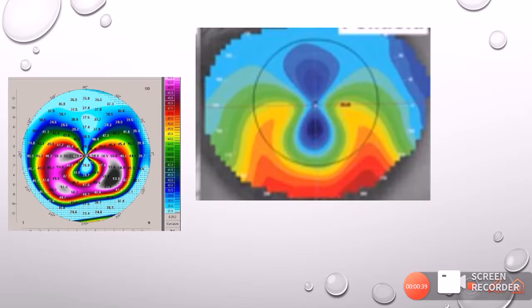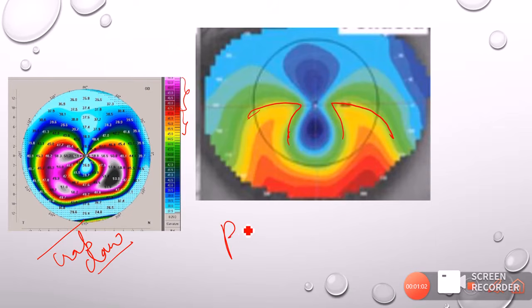Now just have a look over here. So this picture, you can see the color coding, you can see these purplish reddish areas are the steeper areas, and you can see here actually this is a classic crab claw appearance on the topography on the axial curvature map. Similarly here you can see this is the claw, and these claws are closing together. So both of these are seen in pellucid marginal degeneration, which is a type of corneal ectasia.